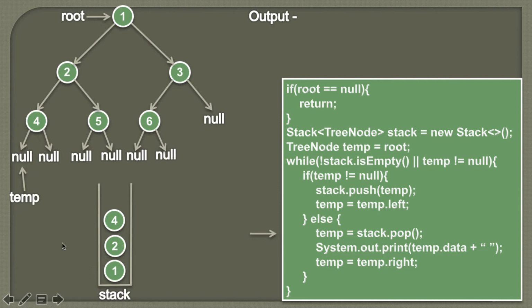So it would look something like this, that now node 4 is popped out and whatever the value it holds, it will be assigned to temp. So now temp will point to the node 4. So it would look something like this. Moving ahead.